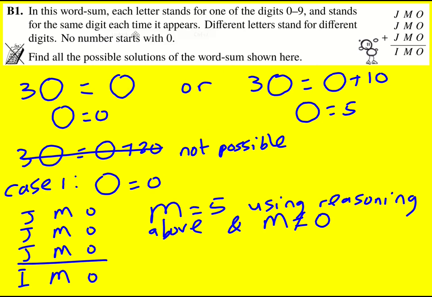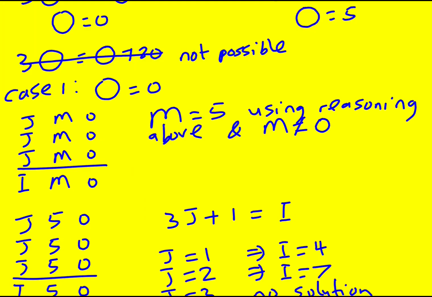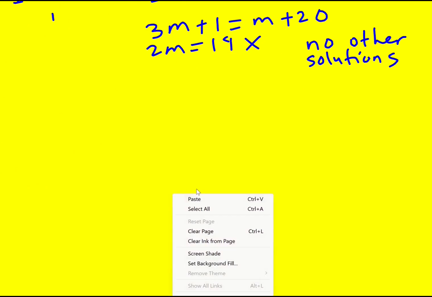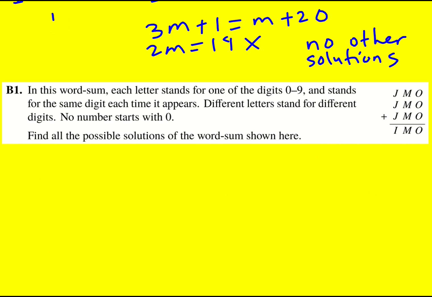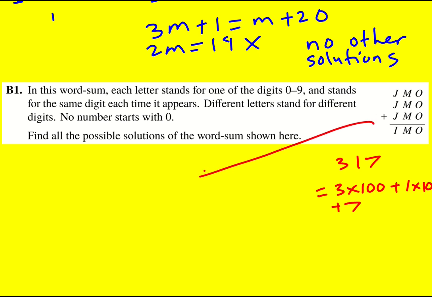Let's take an alternative path through this question now. It's worth being aware that sometimes it's easiest to use the approach that I used. I think it worked pretty well. Sometimes it's really helpful to write it using powers of 10. What I mean by this is, say, the number 317 is actually 3 times 100 plus 1 times 10 plus 7. So we can write JMO as 100J plus 10M plus O.